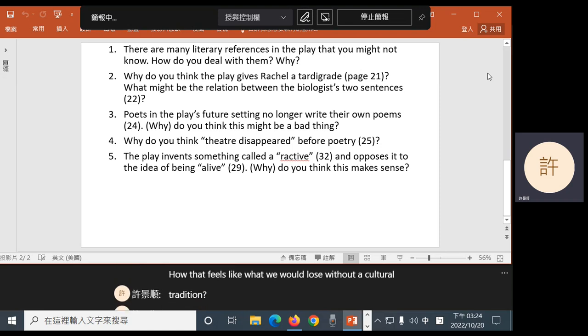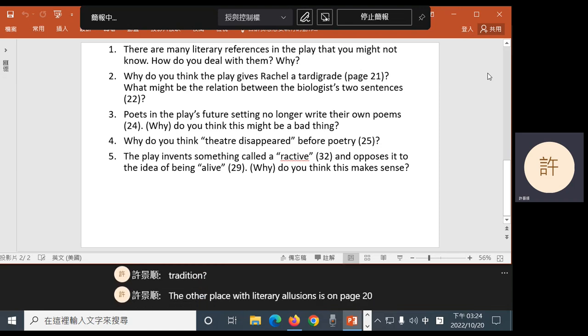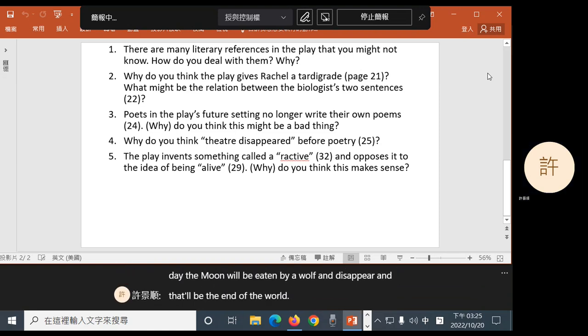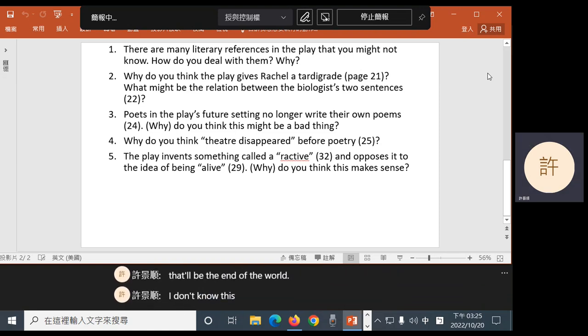The other place with literary allusions is on page 24. There are also two references on page 24. The first one is in the middle of the page, as group five mentioned. Sandor says, there's an old Norse legend. One day the moon will be eaten by a wolf and disappear, and that'll be the end of the world. I don't know this one either. But notice that Rachel doesn't ask questions. Her response to this is to ask him, how do you know things?